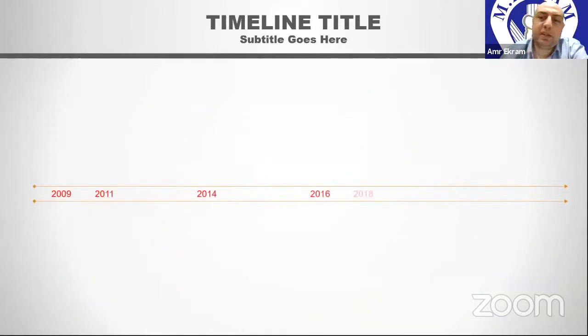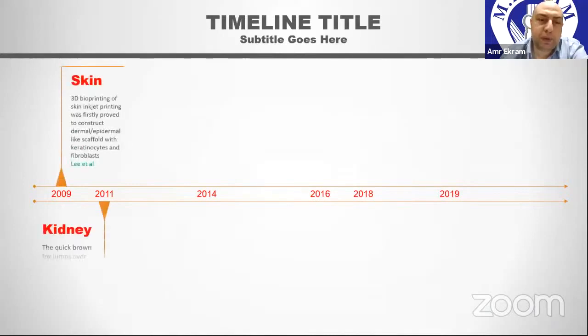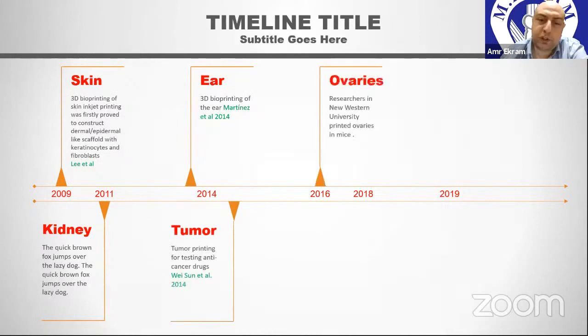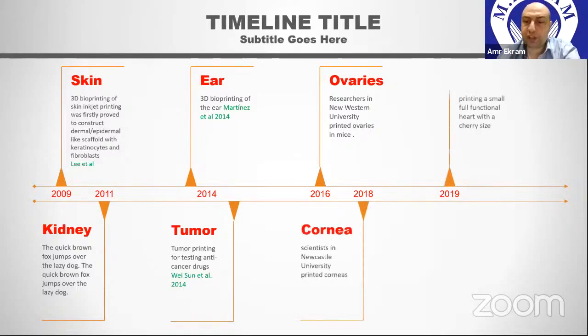And we had many researchers talking about 3D bioprinting, about printing skin, kidneys, ears, and tumors for research, of course. No, we're not going to print tumors for the patient. We are printing tumors to study them, ovaries, cornea, and others.